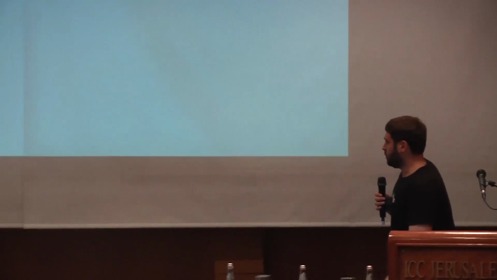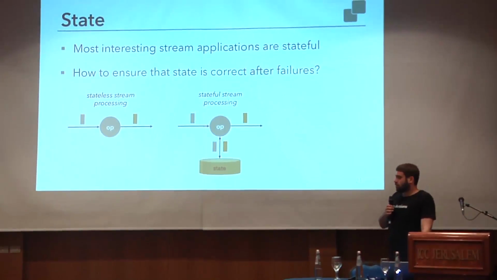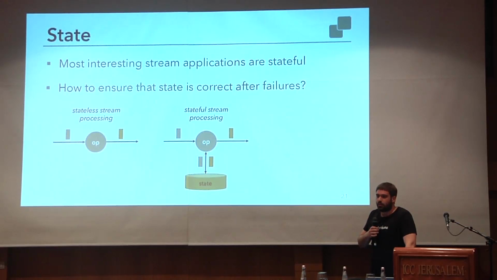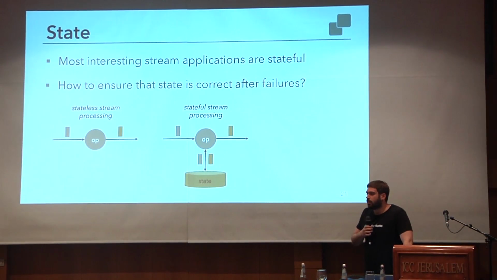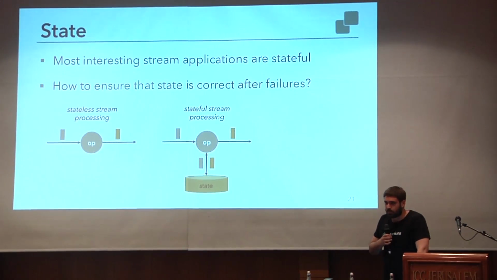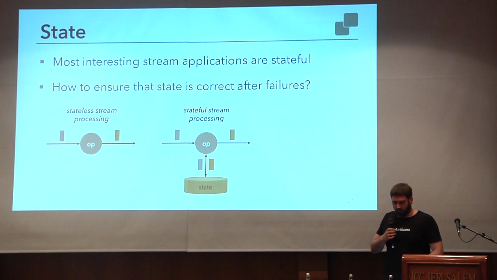The second thing that is important is consistency. The first thing was performance, the second is consistency. There are two kinds of streaming applications, stateless and stateful. Stateless applications, think of, let's say, filtering a stream. They just see one event and they do something with that event. Stateful applications are the most interesting ones, and they basically keep around state, be that a key-value state or some kind of window or whatever. And the question is, how do we actually ensure that the state is correct if we have a failure?